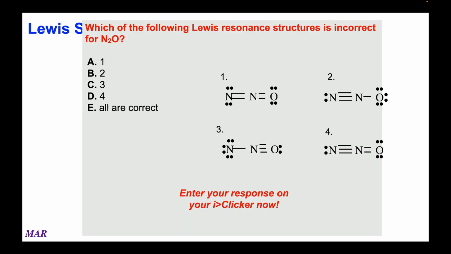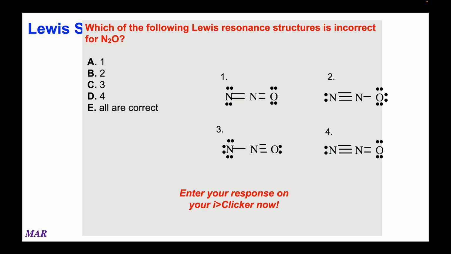So this leads us to questions like this that says, which of the following Lewis resonance structures is incorrect for N2O? We'll talk about resonance structures here in a little bit, but what I'm really more interested in you seeing is which one of these structures is not a good Lewis structure. Now, if you look at all of them, I would focus on the central atom, the nitrogen. You want to look to see if it has an octet.